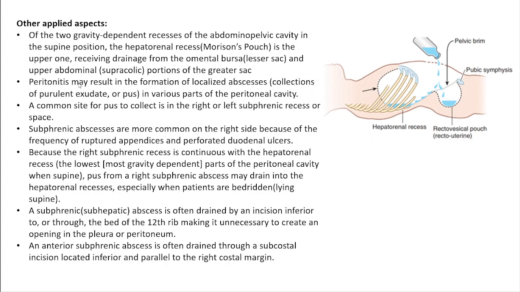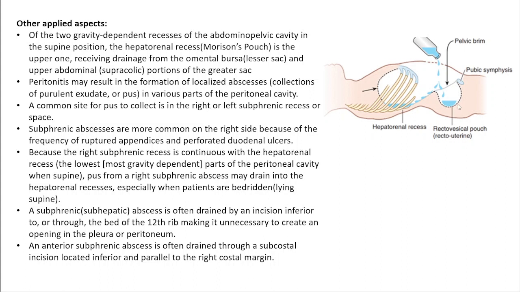Peritonitis may result in formation of localized abscesses, which are collections of purulent exudate or pus in various parts of the peritoneal cavity, and hence a common site for pus to collect is the right or the left subphrenic recess or space. This should actually be called subhepatic, which is technically a more correct term. Subphrenic abscesses are more common on the right side because of the frequency of ruptured appendices, because the appendix is lying in the right iliac fossa, and that communicates with the right subhepatic space via the right paracolic gutter.